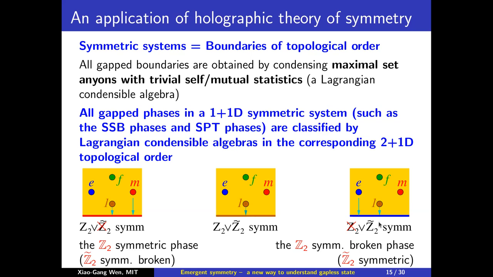If you do the same thing for the Z2 cross Z2 symmetry, the bulk will be a Z2 cross Z2 gauge theory. Then there are more possibilities of anyon condensation. There you can even get SPT states, which are a new kind of matter beyond symmetry breaking. But let's just consider anyon condensation. So this picture also works for gapless states.